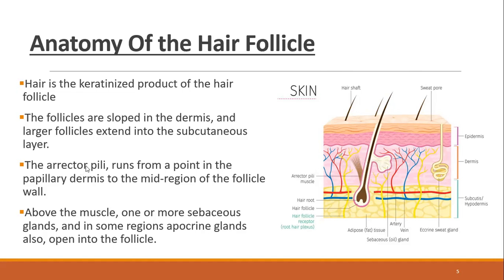The erector pilae muscle runs from a point in the papillary dermis to the mid region of the follicle wall. This is a point in the papillary dermis. The erector pilae muscle is responsible for goosebumps. Above the muscle, there are one or more sebaceous glands. You can see the sebaceous gland here. And in some regions, apocrine glands. Apocrine glands are present in the axilla and in the groin, and also open into the hair follicles. These glands usually open above the attachment of the erector pilae muscles.